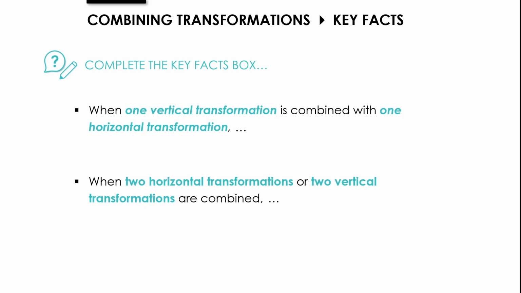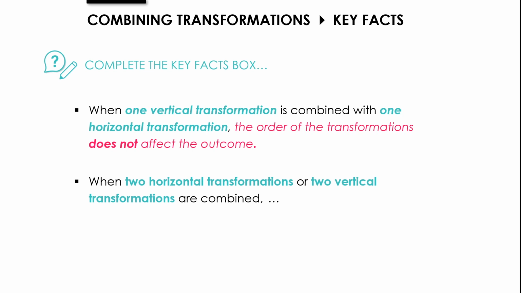Welcome back. Here is what I've said. When one vertical transformation is combined with one horizontal transformation, the order of the transformations does not affect the outcome. And when two horizontal transformations or two vertical transformations are combined, the order of the transformations may affect the outcome. Now notice here that I've used the word may in the second sentence. That's because there are instances where two horizontal transformations and two vertical transformations may be applied and the order doesn't affect the outcome. At this early stage in the topic, don't worry too much about that.